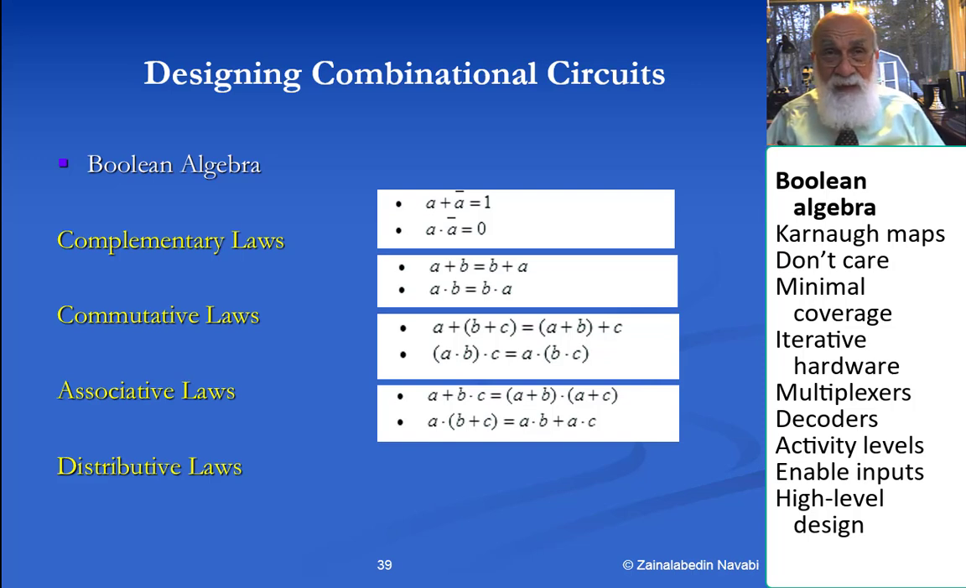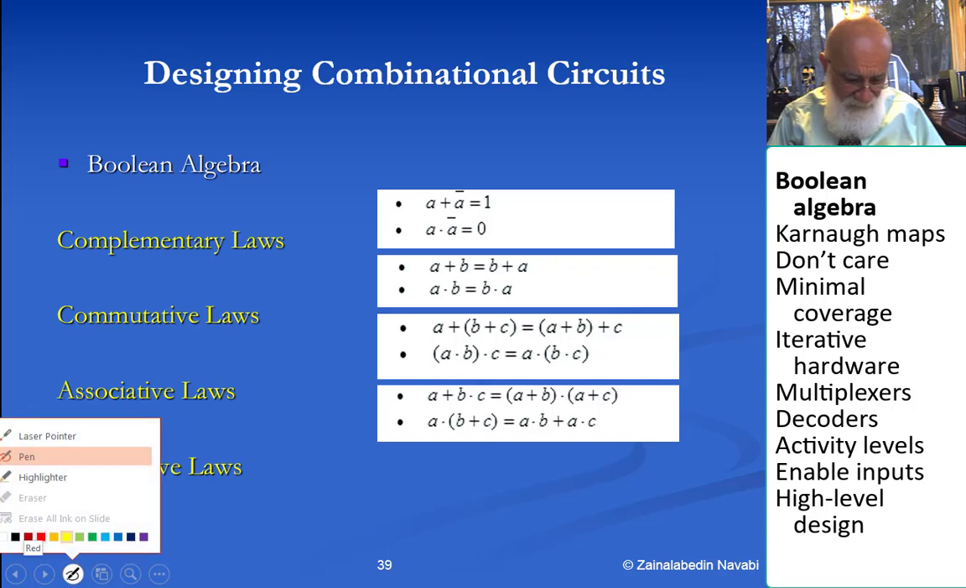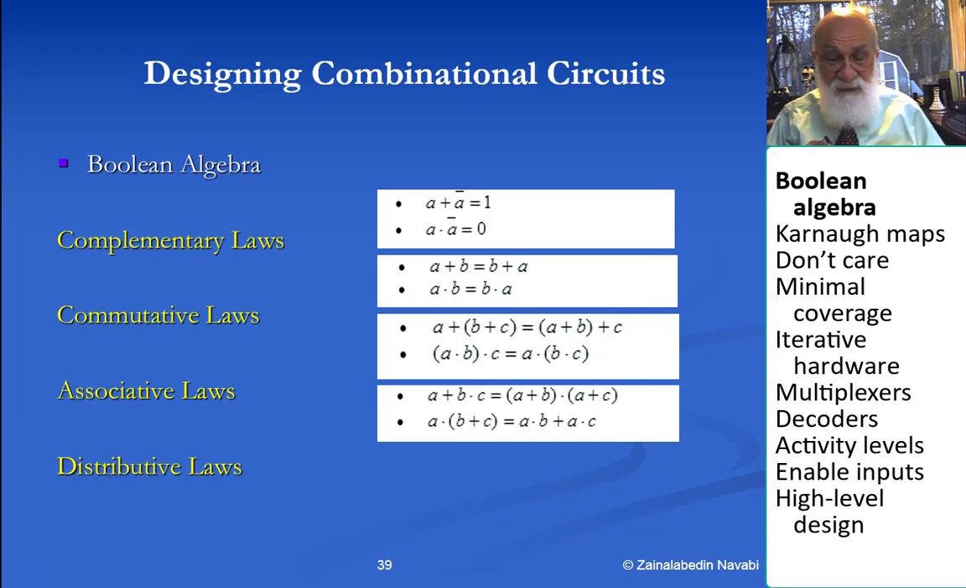A OR with A bar, that means two switches that work opposite and they are in parallel. Well, one is going to be conducting anyway, and therefore it's 1. A ANDed with the A bar, that means two switches in series, one is always disconnected. That means that you never have a path to turn on the light.